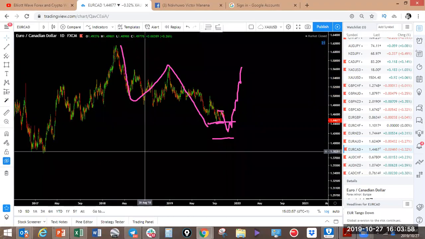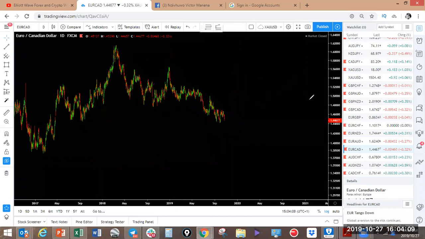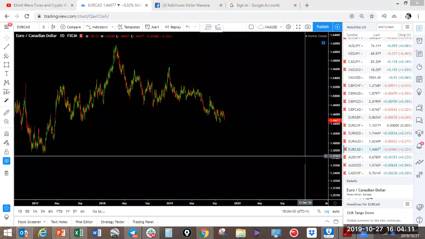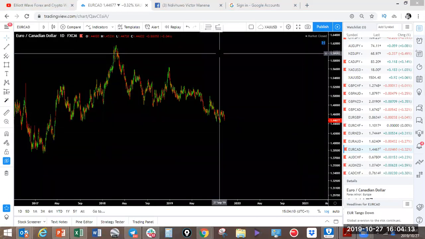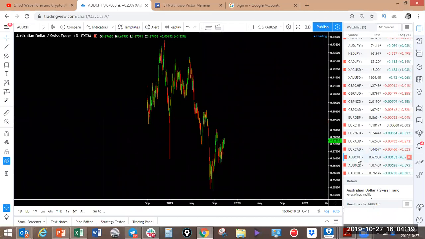So it's not just about divergence without the structure and the sequence. There must be a sequence. So we're looking for this to come down into the blue box and push higher. Okay, so that is EUROCAD. Let's run through some of the cross pairs. AUDJPY.